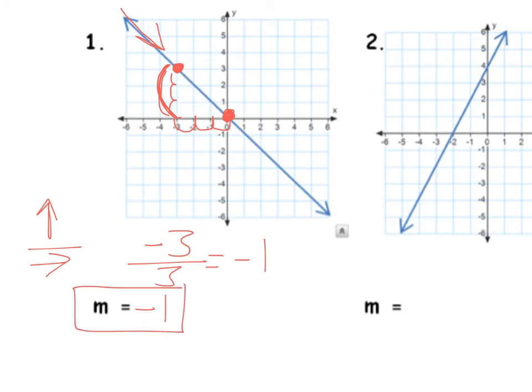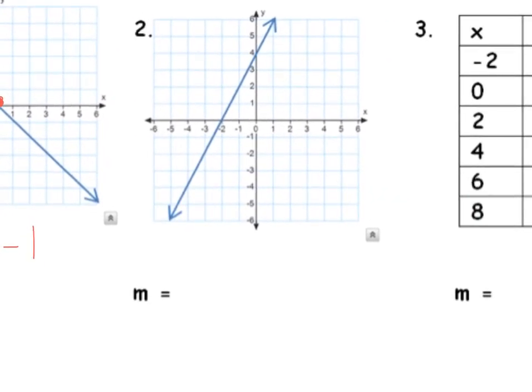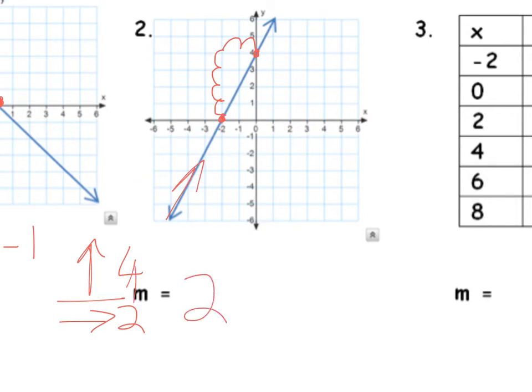So what about this second one? Again, we want to pick 2 points. So I'm going to pick ones that are right on the axes here because that makes my life easiest. And again, I have to figure out how much do I go up or down divided by how far I have to go to get there. Well, let's count. 1, 2, 3, 4. So I go up 4, and I go over 2. And I'm still going uphill, so I know it's positive. 4 divided by 2 is 2. And that is my slope.